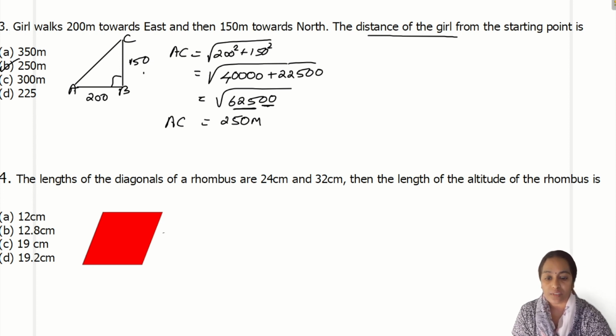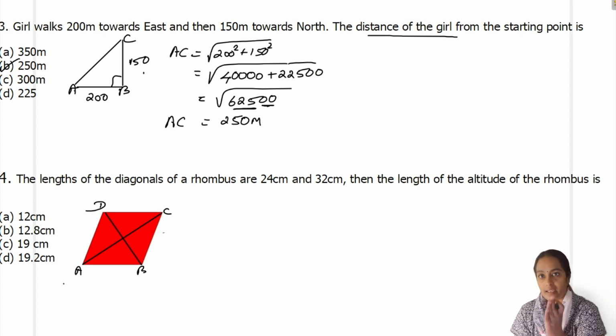The lengths of the diagonals of the rhombus are 24 and 32. I am drawing the diagonals in my rhombus ABCD, the diagonal AC and the diagonal BD. Diagonal AC is going to be 32 and diagonal BD is 24. That's what the question says. And we know the properties of the rhombus: the diagonals of a rhombus bisect each other at 90 degrees.